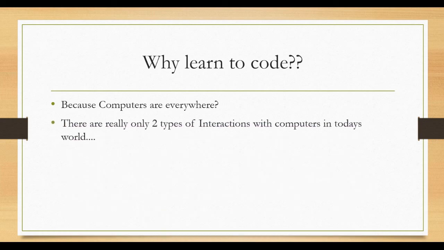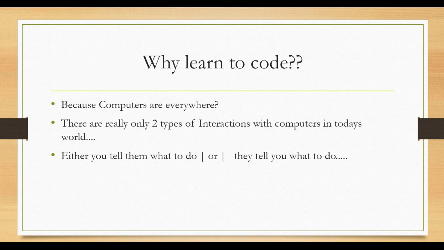Believe me, I think there are really only two types of interactions with computers in today's world. No matter how many computers there are in the world, there are really only two types of interactions, and I call them: either you tell them what to do or they tell you what to do. So either you're going to write a program that tells a computer how to behave, or somebody's going to write a computer program that tells you how to behave. Seriously, it's like one of those Terminator things where life just gets miserable and painful. That's what happens if you don't learn how to code.